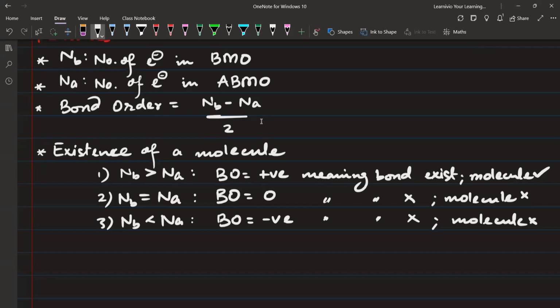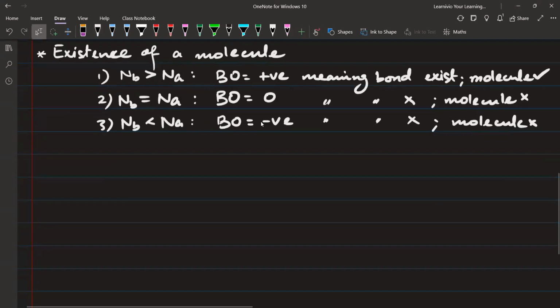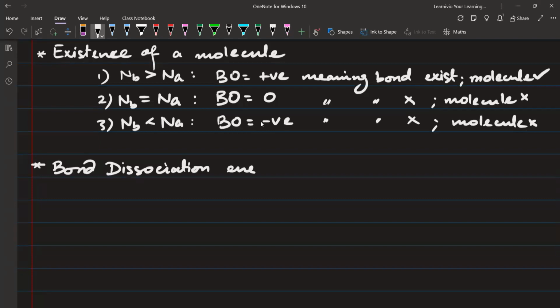Now, right next, bond dissociation energy. I hope you are writing with me. Bond dissociation energy is inversely proportional to bond order. If the bond order is high, that means bond dissociation energy is low. It is not low. I wrote this the wrong way, my bad. If the bond order is high, then the bond dissociation energy will also be high.